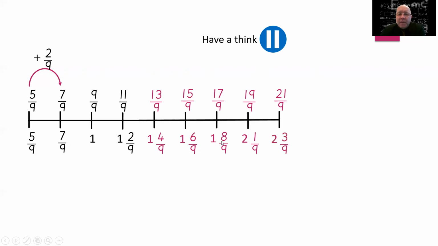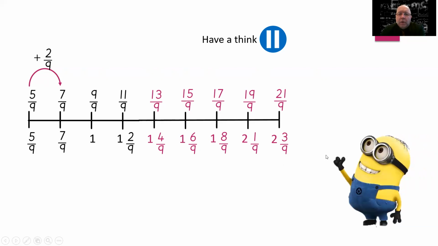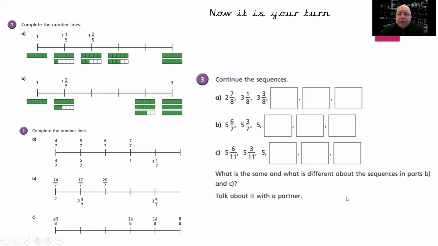Okay. So always be careful when you're getting close to the numerator matching the denominator, because you're getting to the next whole number. Okay. But in each case here, we've increased. Our step has been plus 2/9. Well done.